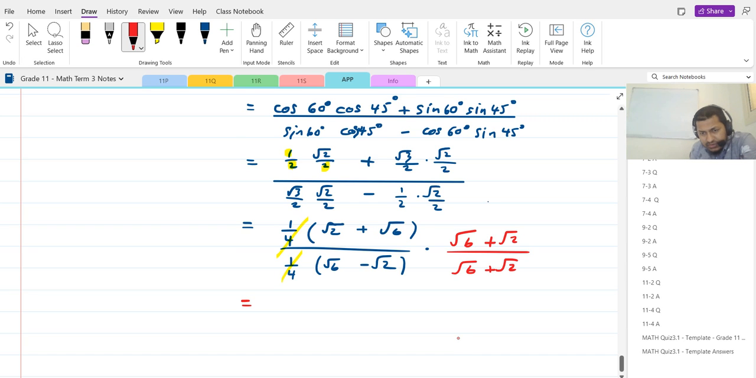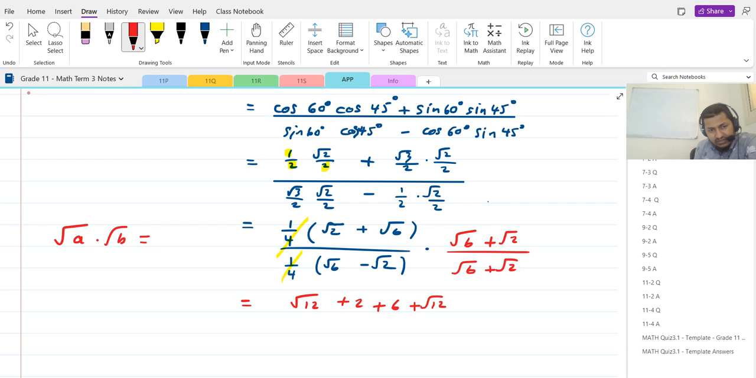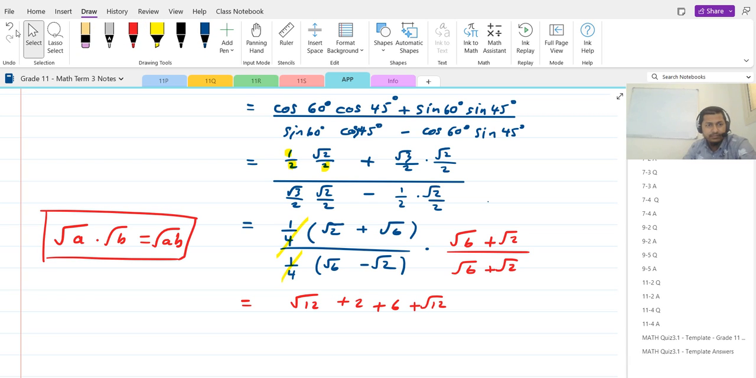Root 2 times root 6 is basically root 12. Alright, root 2 times root 2 is 2. Root 6 times root 6 is plus 6. And root 6 times root 2 is plus root 12. Okay, because remember root a times root b is square root of a times b. Just remember that.